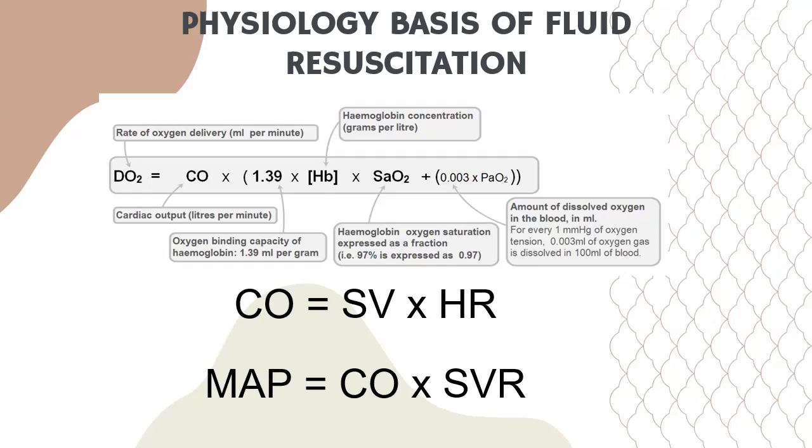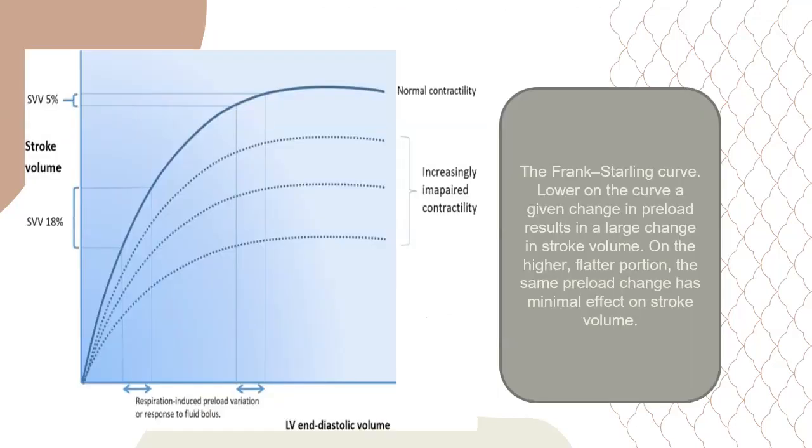So your formula for cardiac output is stroke volume times heart rate. Your stroke volume depends on your preload, your contractility, and your afterload. And your mean arterial pressure equals your cardiac output times your systemic vascular resistance. Okay, so what we want to do is, when we fluid resuscitate the patient, the most important law right now is your Frank-Starling law. So I'm sure everybody knows what this curve is.